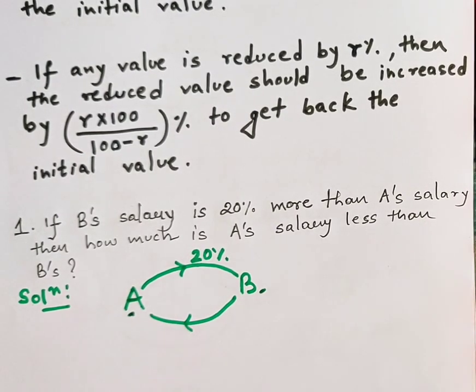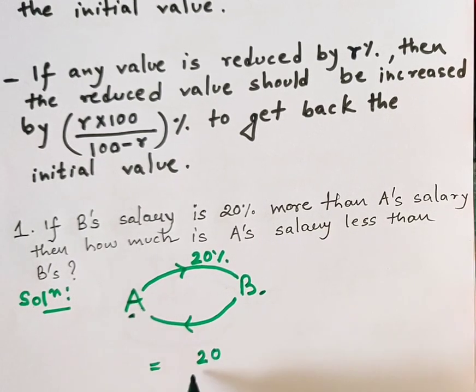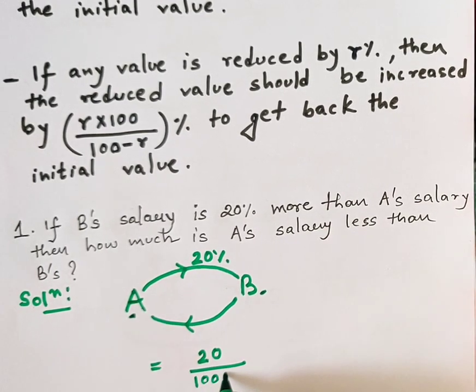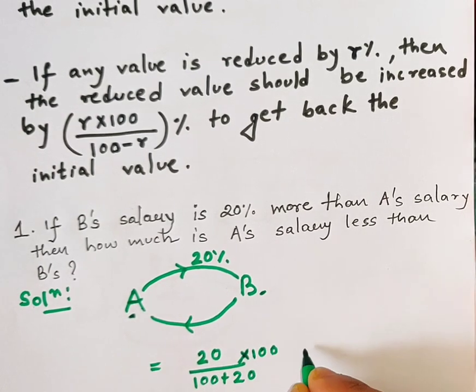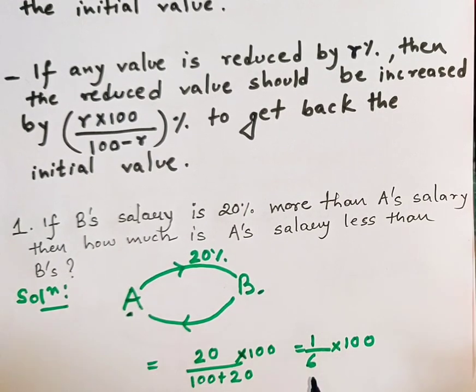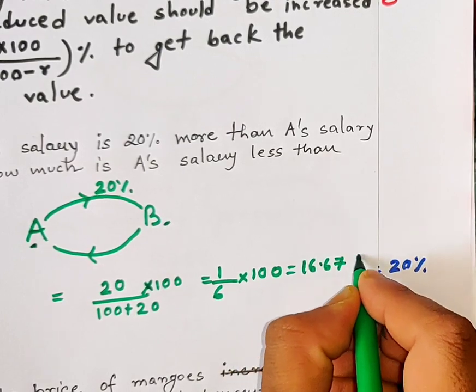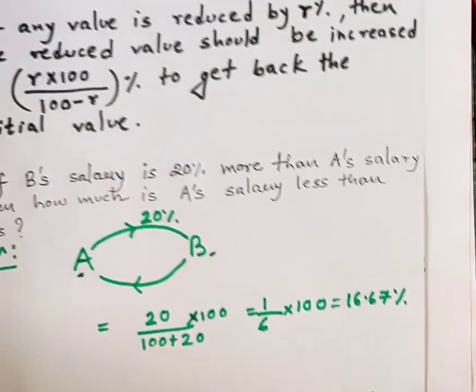So we will use the same concept. We will use the formula 20 by 100 plus 20 into 100. 20 by 120 is 1 by 6. 1 by 6 into 100, and this will simply give us 16.67%. So is this clear?